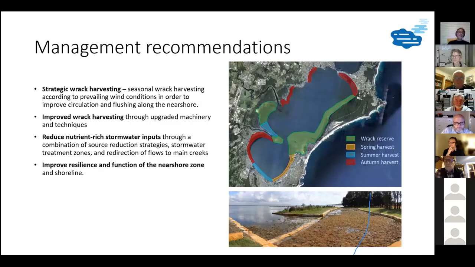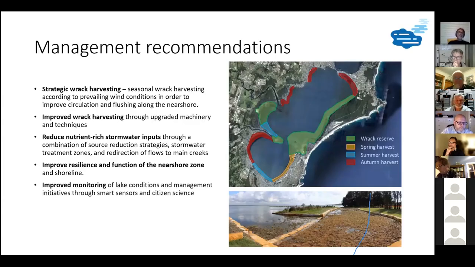And another thing is to continue to try to improve the resilience and function of the nearshore zone. That photo is an example of an attempt to do that. There are various attempts to regrade the shoreline, rehabilitate salt marsh, and other examples.